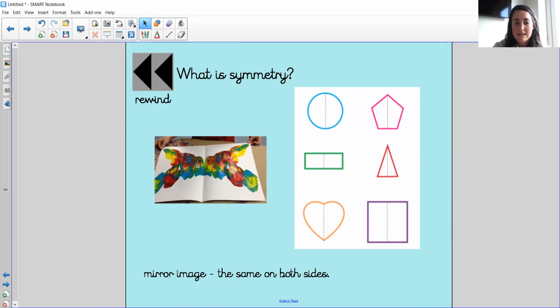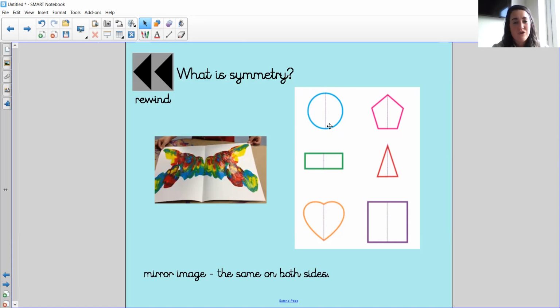So you might have done this in FS, painted one side, folded it across, which means the image on the other side of the shape is exactly the same. Okay, now in year 2, you will have seen lines of symmetry like this. You will have looked at one line of symmetry in a shape. It might have been a vertical line, or it might have been a horizontal line. And the line of symmetry is drawn across the shape from one side to the other. And if both sides are the same, then that shape has a line of symmetry.